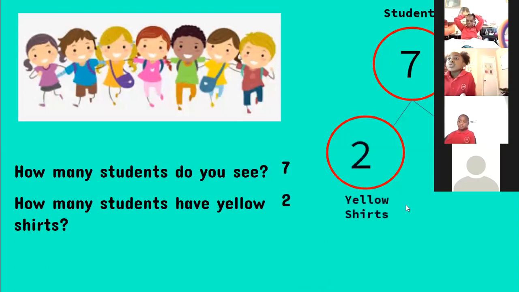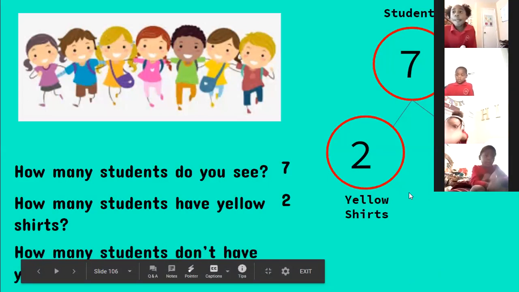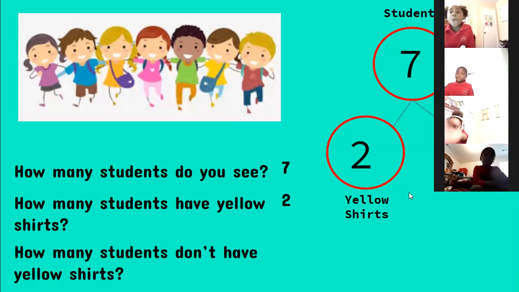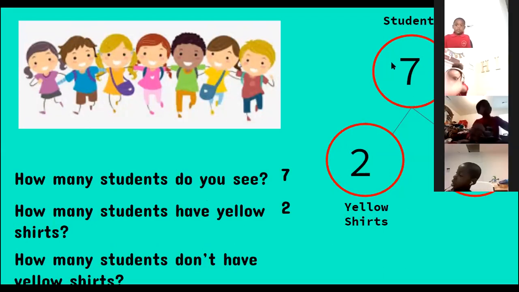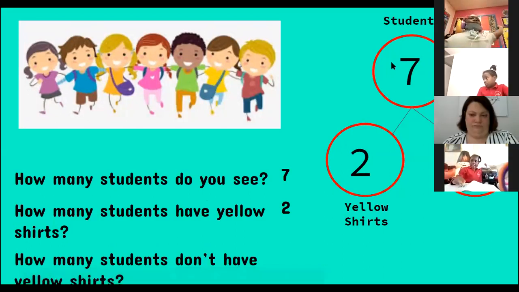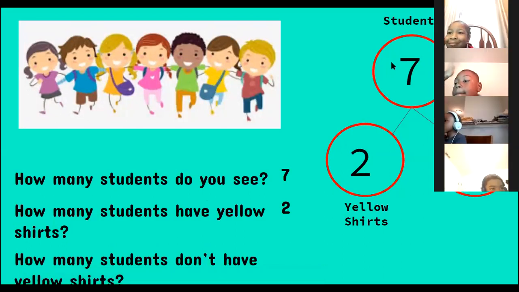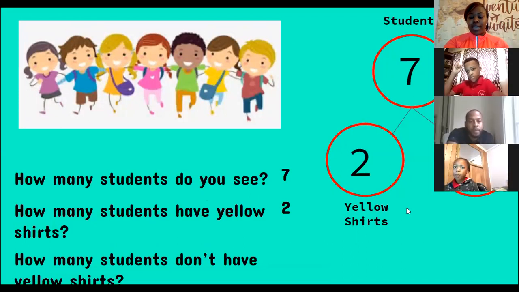Put yourself back on mute. Larry, your screen should be on. Thank you. How many students do not have on a yellow shirt, Jasim? Jasim, take it off mute. 5. Thank you. Be confident in your answer. The answer is 5.